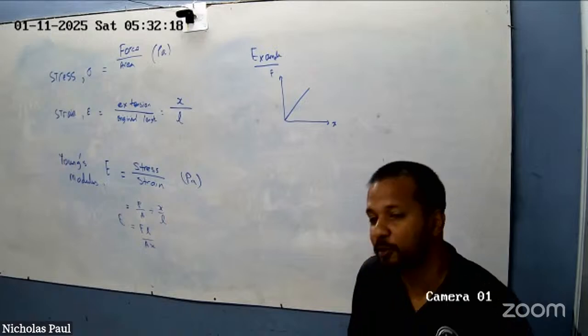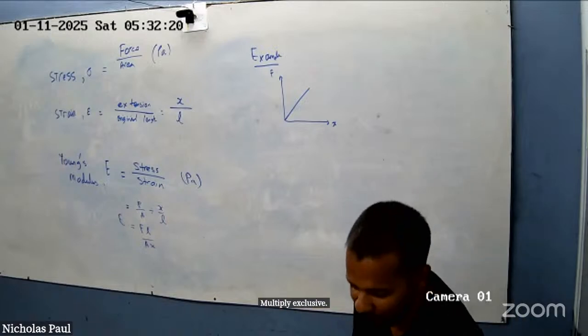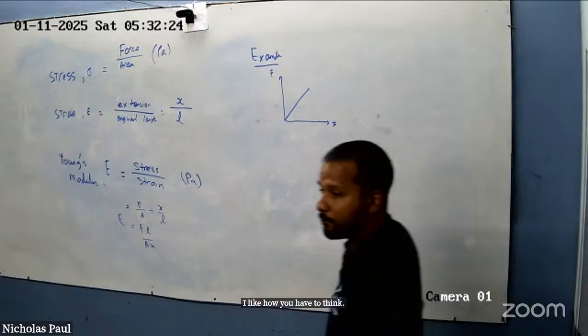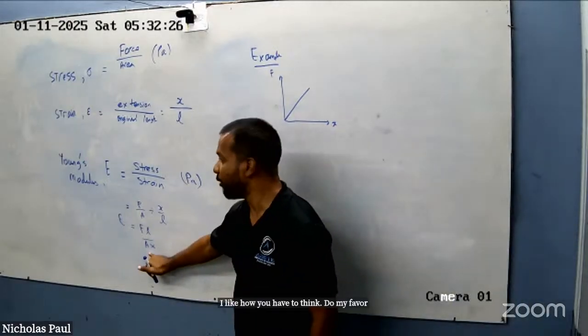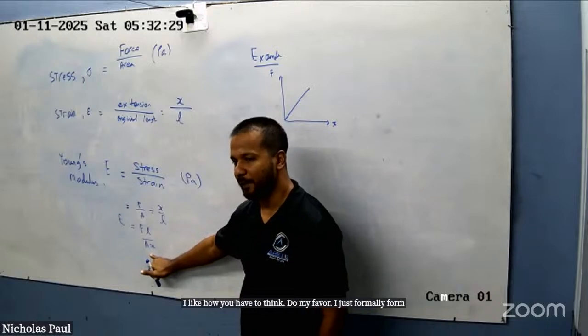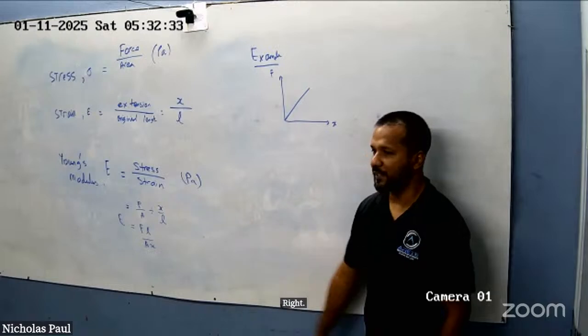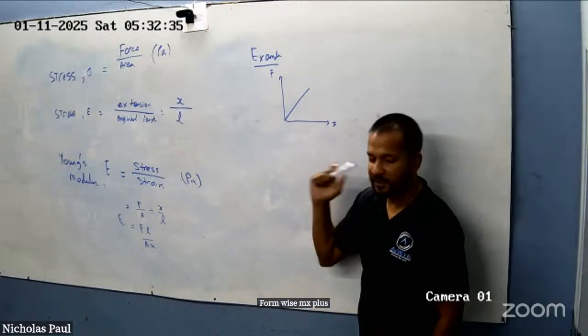I like how you think. Do me a favor, put this formula in the form y equals mx plus c and see how you can get Young's modulus.